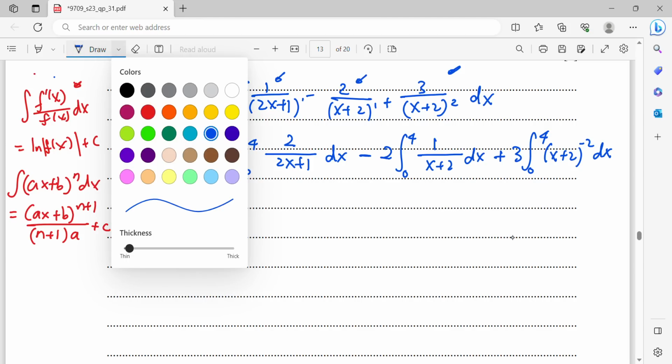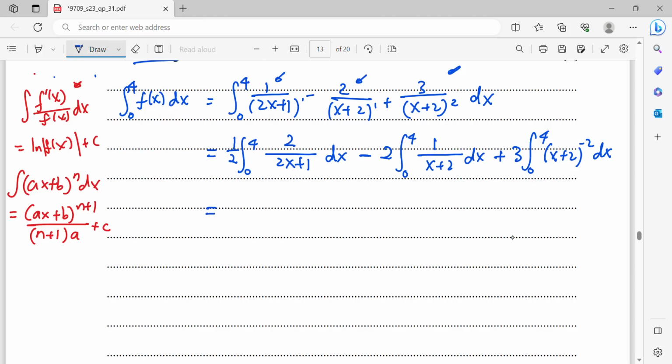Okay, so now the first integration is going to be half, the whole integration here is going to be the ln already. So I will write ln of 2x plus 1. I put a modulus sign here, the modulus lines, to make sure that 2x plus 1 is positive. If you are sure that 2x plus 1 is positive, then you can just ignore the modulus line. Okay, and since all of this integration share the same limits, 0 to 4, I will combine it later on. Now for the second integration, it's going to be negative 2 ln of x plus 2.